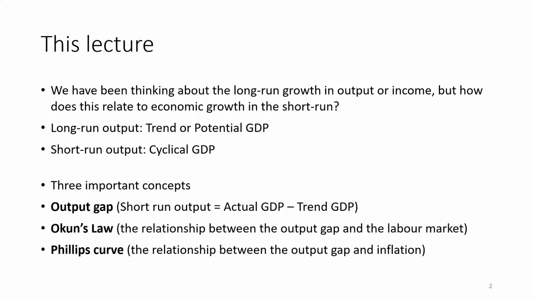So this is very much a cyclical measure of the economy. Second, there's something called Okun's law, which describes the relationship between the output gap and the rate of unemployment in an economy. And third and finally, there's something called the Phillips curve, which describes the relationship between the output gap and the rate of inflation, or the rate at which prices are changing in an economy.